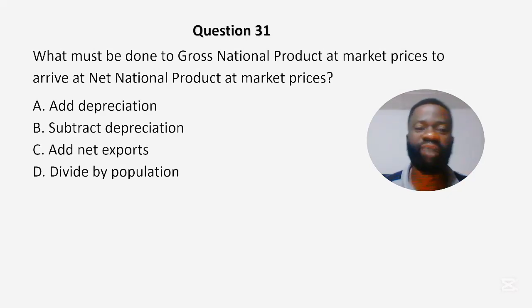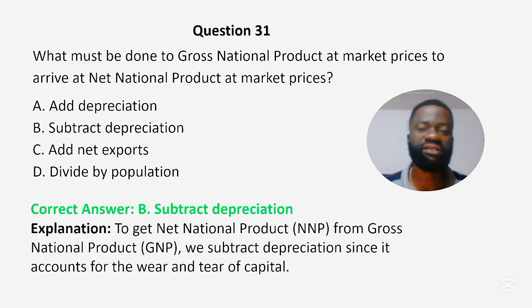The correct answer to the question is option B, subtract depreciation. That is, to get net national product from gross national product, we subtract depreciation since it accounts for the wear and tear of capital.